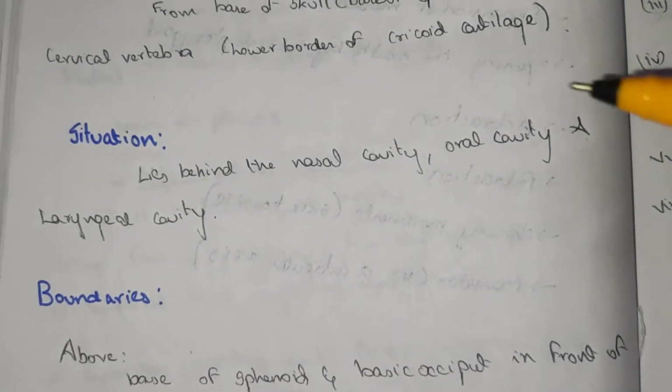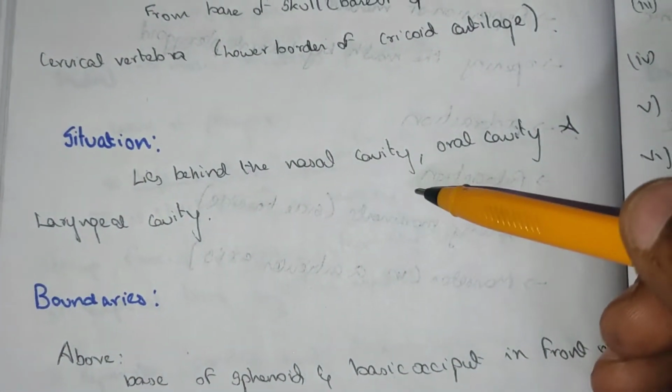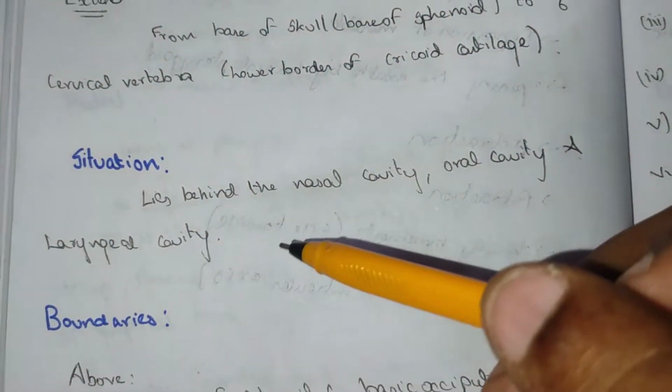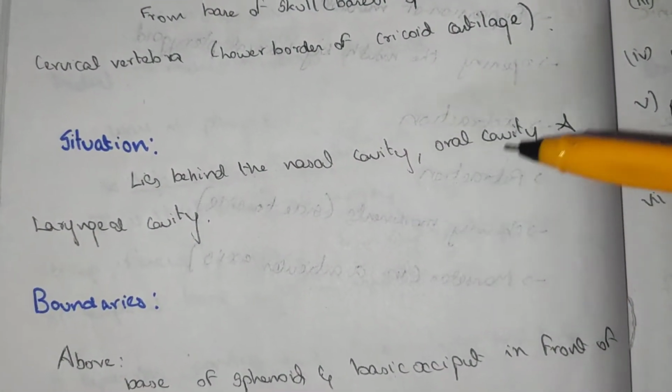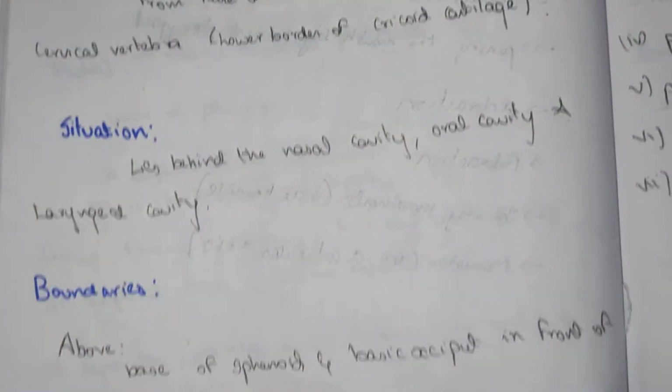Now we will see the situation. It lies behind the nasal cavity, oral cavity and laryngeal cavity. This pharynx lies behind the nasal and oral as well as laryngeal cavity.